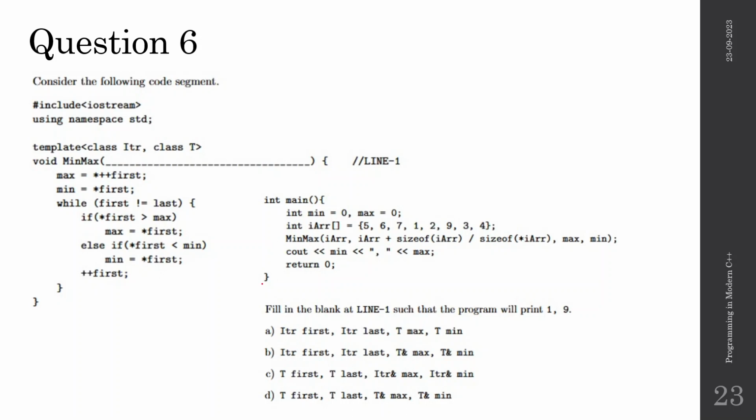Okay, now in this question we are defining a templated function called minmax. So why is this a templated function? Because before this function signature, we see the template keyword with two class names, Itr and T.